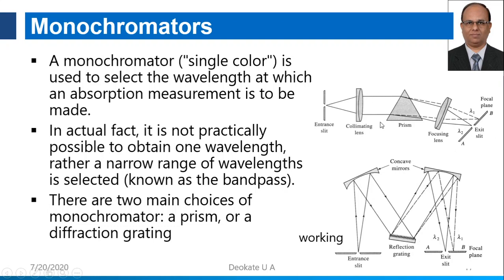What do you mean by collimation? They make the light parallel, not perpendicular. The beams will be passing in parallel fashion. Then this light falls onto the dispersing devices. You may observe in this diagram there are two types of dispersing devices shown. One is called a prism and another one is a grating. So they are the dispersing devices which disperse the light into its component wavelengths.